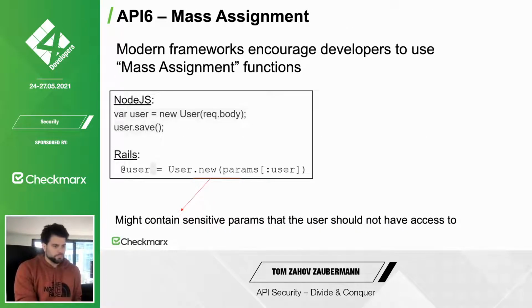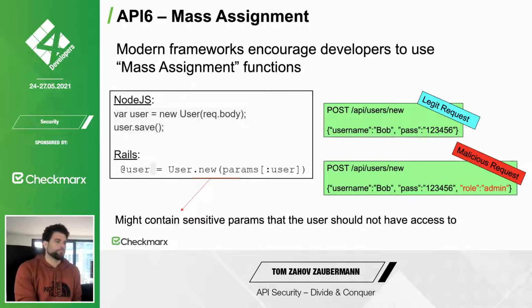Mass assignment. This one is also part of my live abuse. You can basically get more information. It's a combination of sensitive data exposure and assignment of specific roles, like we see here, or assignment of specific parameters on top of this POST request, right?